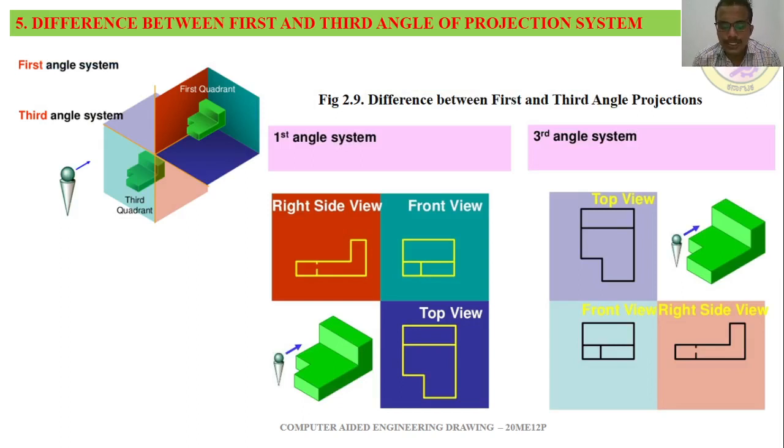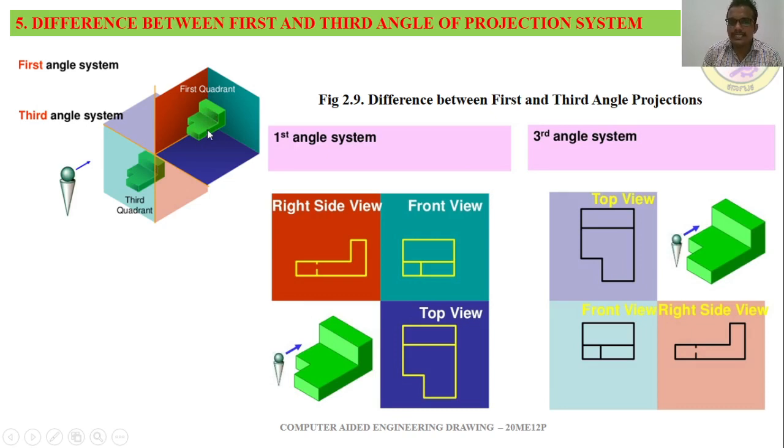Here I am going to give you more detailing and more understanding about the first angle projection and third angle projection system with an example. Here you can see we have 4 quadrants. In this corner image, concentrate a little. This corner image, which is very small, shows 4 quadrants: first quadrant, second quadrant, third quadrant and fourth quadrant. This is the same object. First, we are placing the object in the first quadrant.